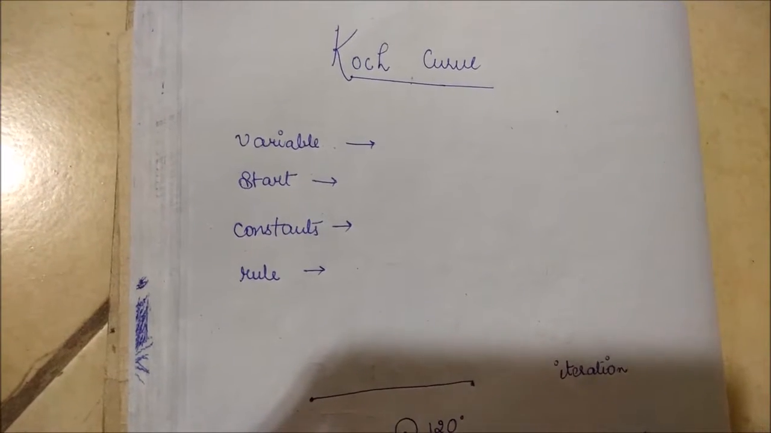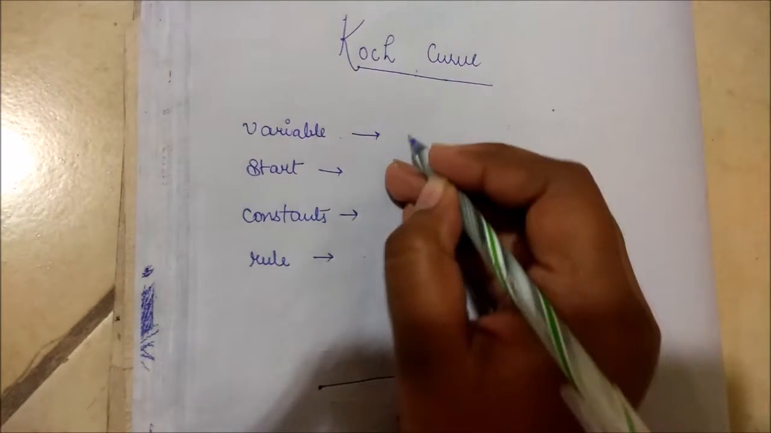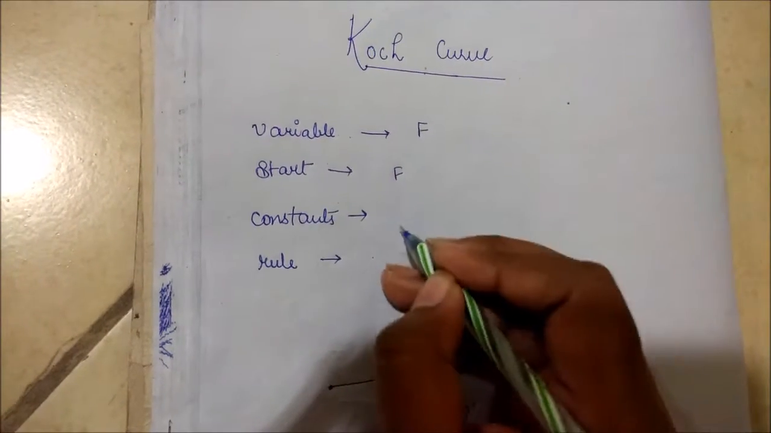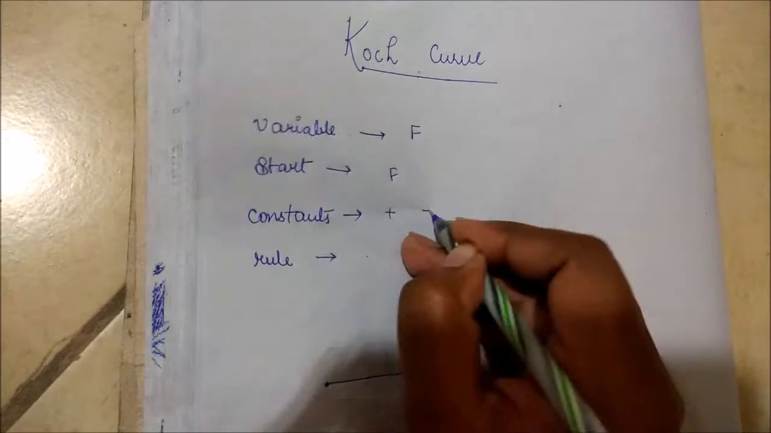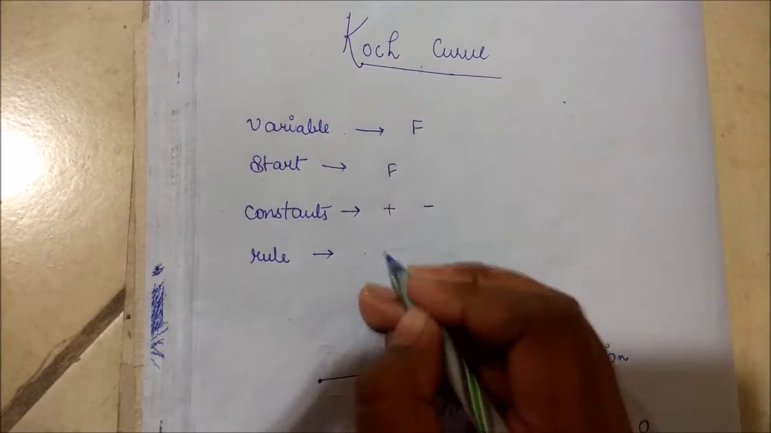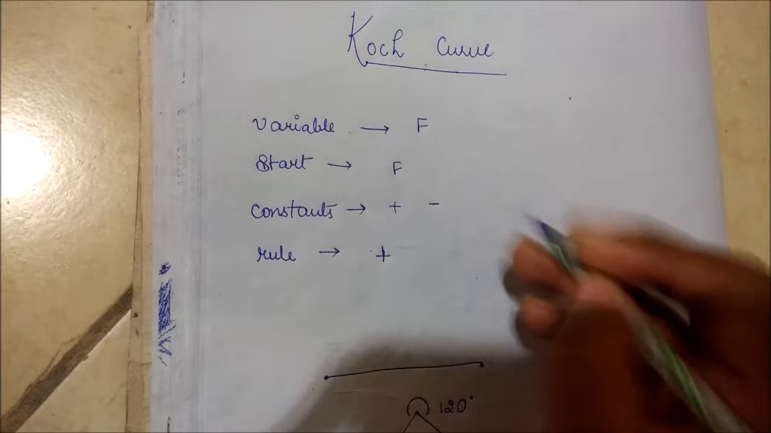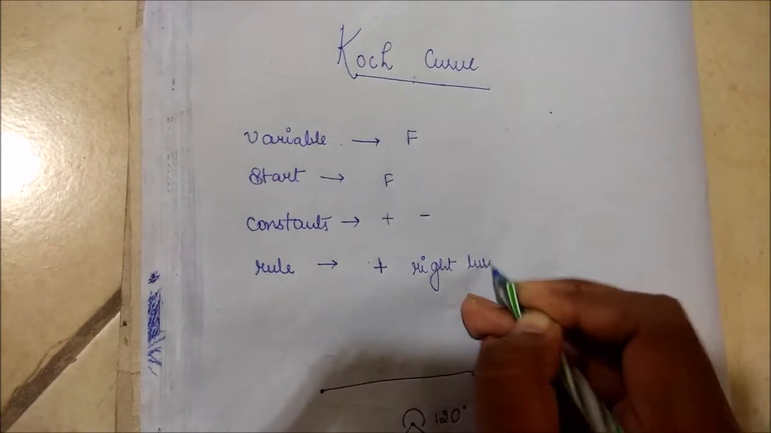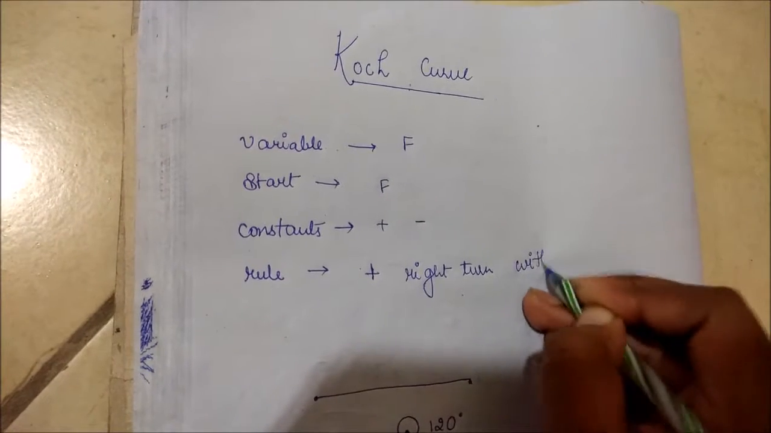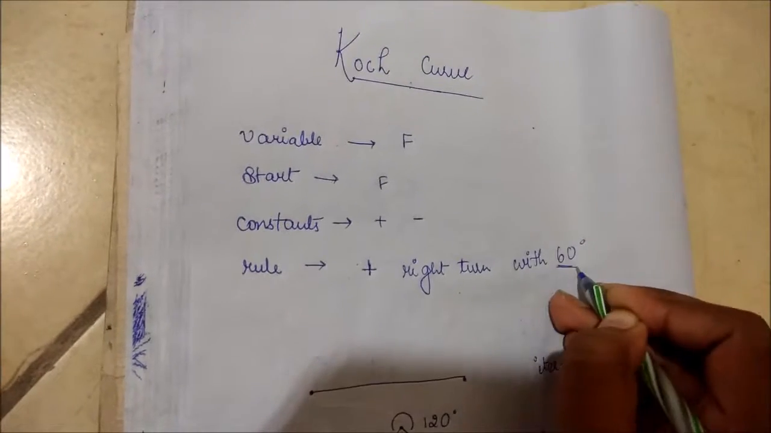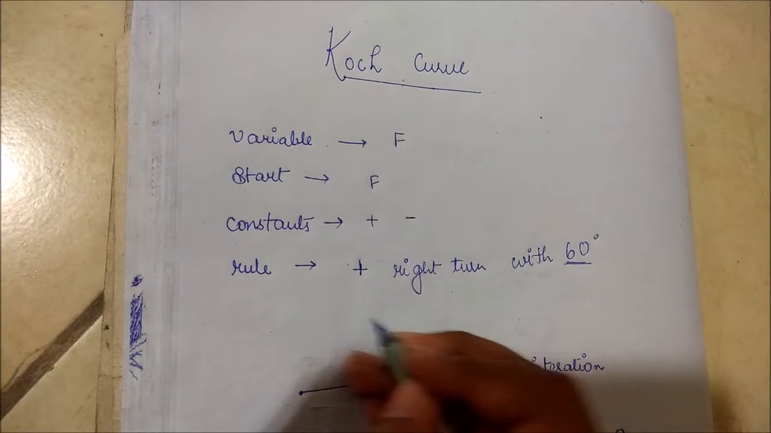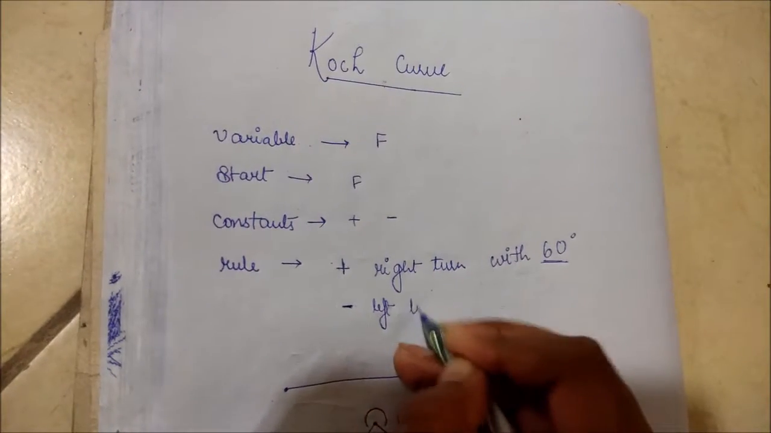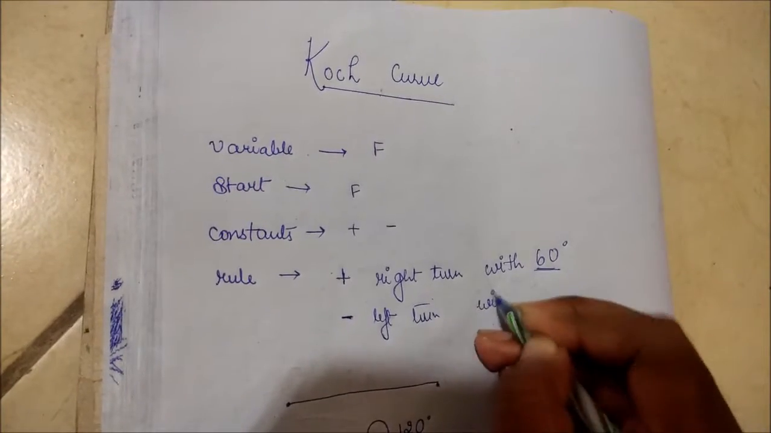For the Koch curve, for this code, we are using the variable F. Starting is F, constants are plus and minus, and the rule is when it's plus, it takes a right turn with an angle of 60 degrees. This angle will be represented there in the code. Similarly, for the minus sign, it takes a left turn with an angle of 60 degrees.